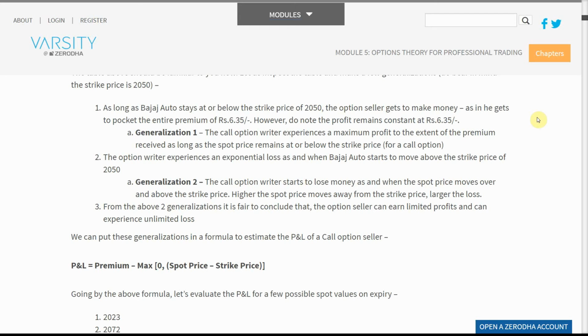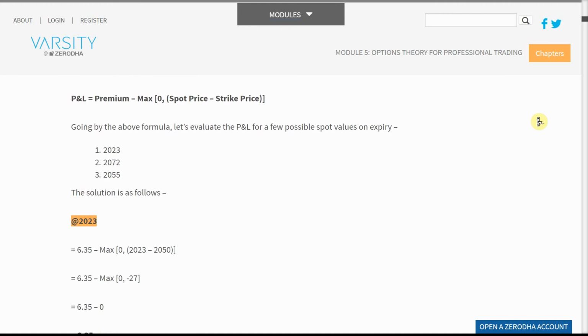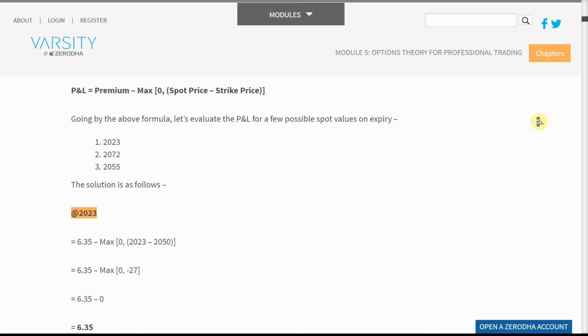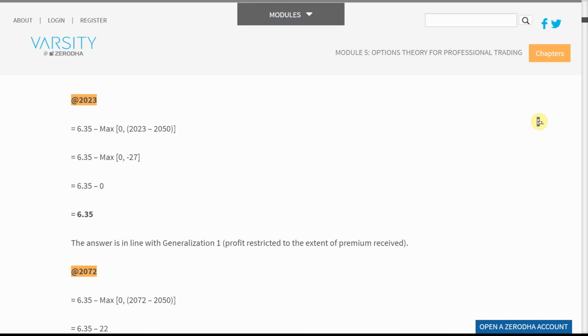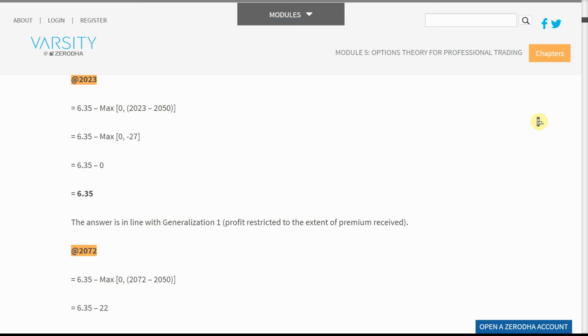P&L equals premium minus max(0, spot price minus strike price). Going by the above formula, let's evaluate the P&L for a few possible spot values on expiry: 2023, 2072, 2055. The solution is as follows. At 2023, P&L equals 6.35 minus max(0, 2023 minus 2050), equals 6.35 minus max(0, minus 27), equals 6.35 minus 0, equals 6.35.